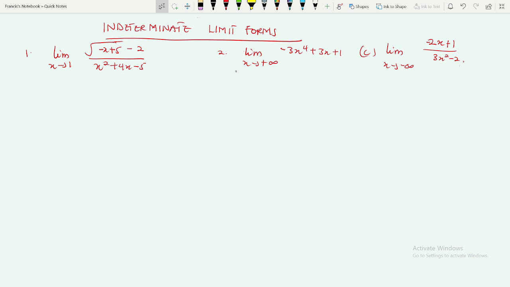In this video, I'll be taking you through indeterminate limit forms. In our previous lessons, we've dealt with determinate limit forms and we solved a lot of examples.